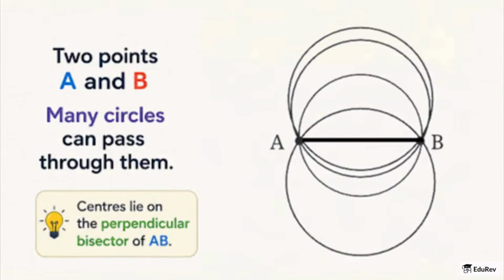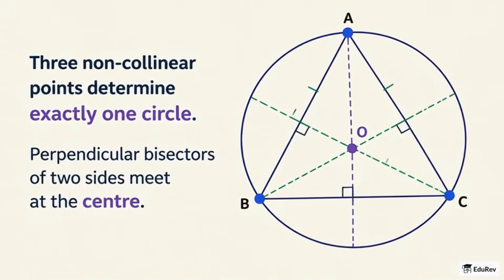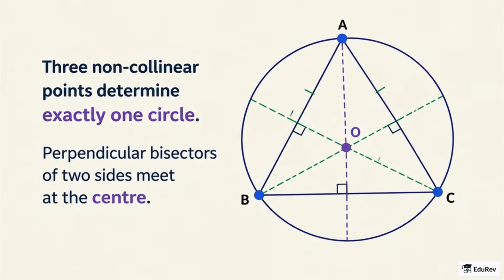If I give you 2 points A and B, many circles can pass through them. The centers of those circles all lie on the perpendicular bisector of AB. But if 3 points are not in a straight line, there is exactly one circle through all 3. The perpendicular bisectors of 2 sides meet at the single center.